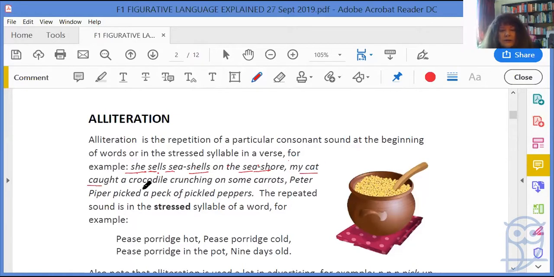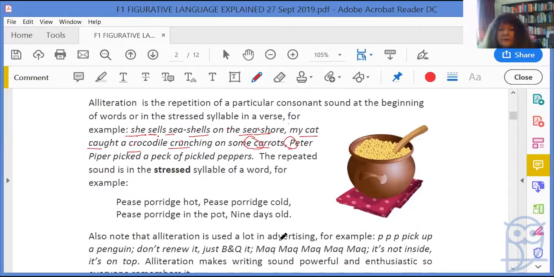My cat caught a crocodile crunching on some carrots. What's the sound? The consonant sound you can hear there. Cat caught crocodile crunching carrots. So you've got your C sound there. And again, we've got Peter Pepper picked a peck of pickled peppers. You've got your P sound, okay? The repeated sound is the stressed syllable of a word. If you put stress on a word, like I have just done, you make it highlighted. You make it stand out from the rest of the words you're using.